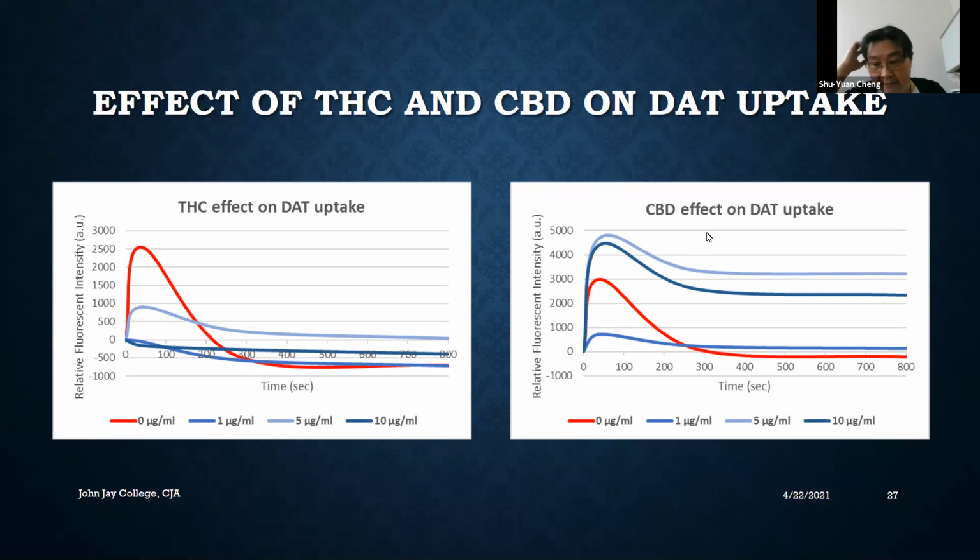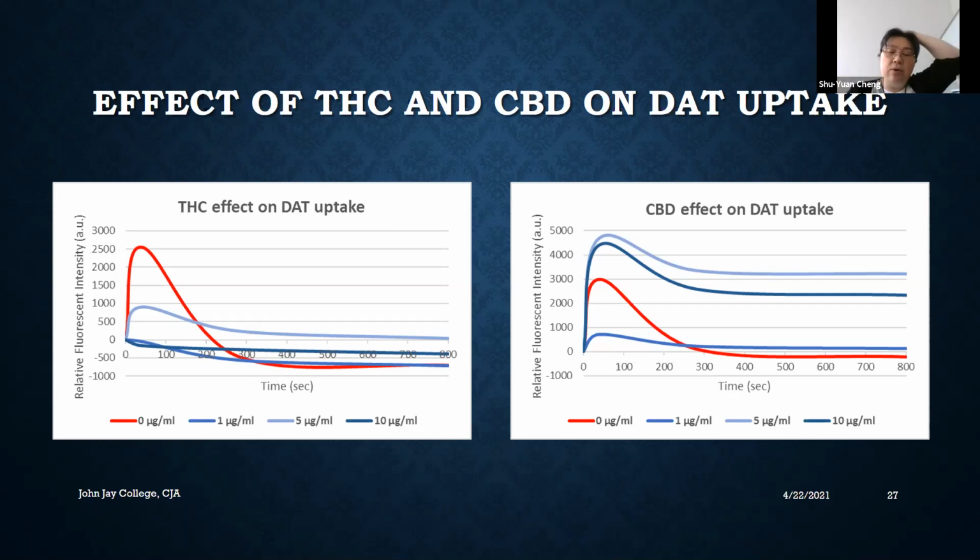CBD, on the other hand, has a biphasic effect. The red is control, no CBD at all. But with the blue color, the 1 microgram per ml, the bottom one, you can see the 1 microgram per ml somehow decreases the dopamine transporter reuptake. But at higher concentrations, 5 microgram and 10 microgram per ml, it is enhanced. This is something we need to study further, to see why this biphasic effect: low dose is inhibition and high dose is enhanced.